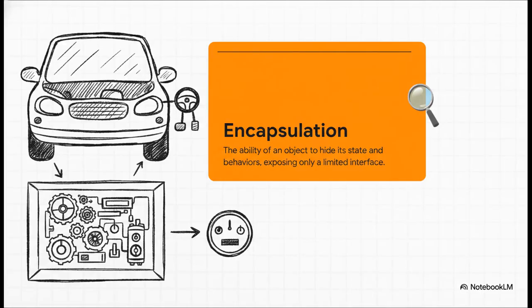Okay, next up is encapsulation. You can think of this like the hood of a car. You don't need to be a mechanic to drive it, right? You just use the steering wheel, the pedals, the gear shift, a really simple interface. All the greasy, complicated engine stuff is hidden away. Encapsulation does the same for our code. It bundles the data and the methods that work on that data together and hides the messy internals. It's a fantastic safety feature.